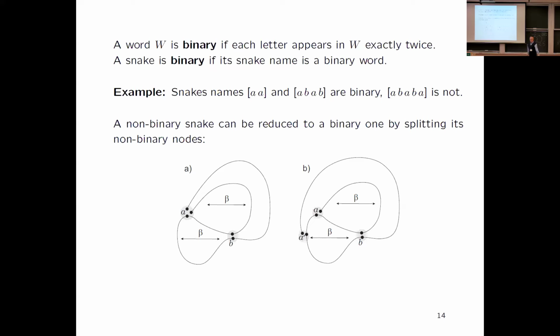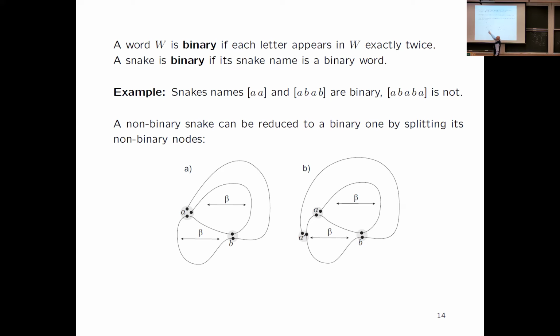Now, what we want to do is to count our snakes, and unfortunately, counting arbitrary snakes happens to be hard, so we try to do some simpler snakes, which we call binary. A snake is binary if there are no triple nodes like this. In particular, if you have any snake which is not binary, it's non-generic.